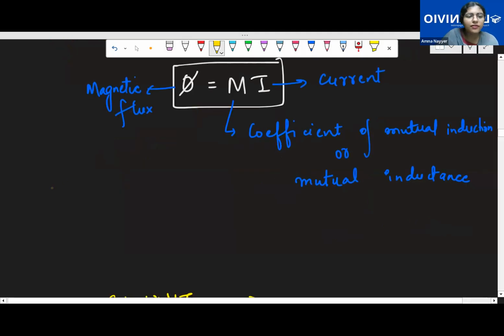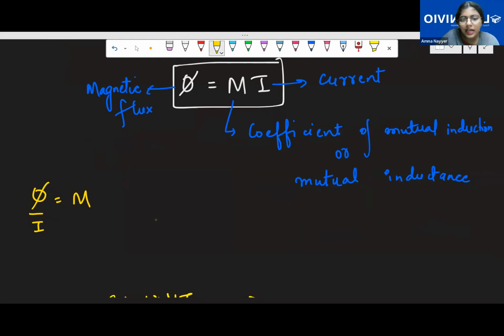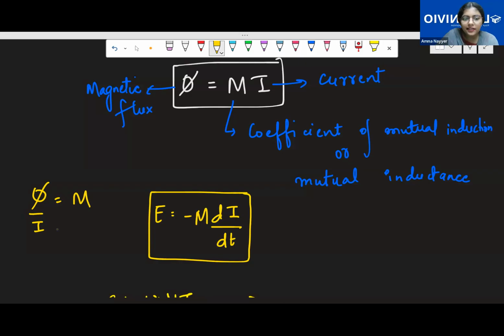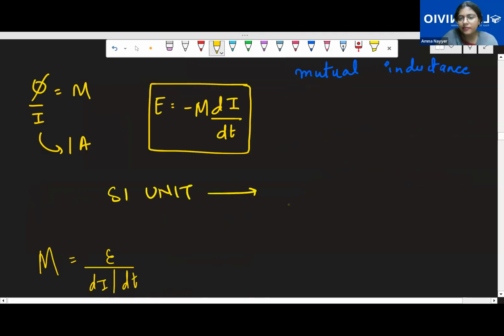Now this flux phi will be equal to MI. So phi by I is equal to this mutual induction. EMF can be written as minus M dI over dt. Same thing when you put it here. This is the formula of the induced EMF. And if current is again 1 ampere, flux is equal to the mutual induction. Okay, SI unit is still Henry. The units are the same for both of them.